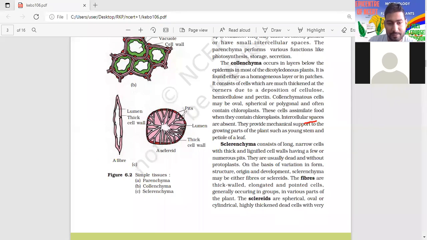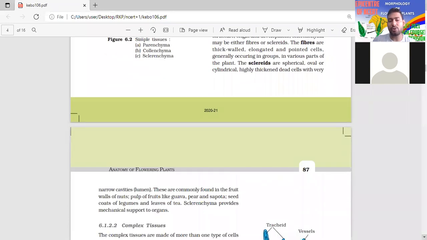They are spherical in shape. Now you can see the shape: spherical, oval or cylindrical, highly thickened dead cells, with a deposition of lignin taking place. They have a very narrow lumen. So these sclereids have oval or cylindrical, highly thickened dead cells with a very narrow cavity, that is the lumen.